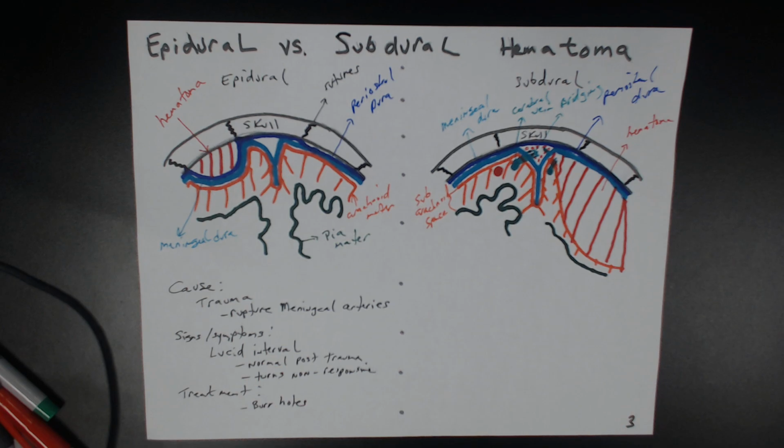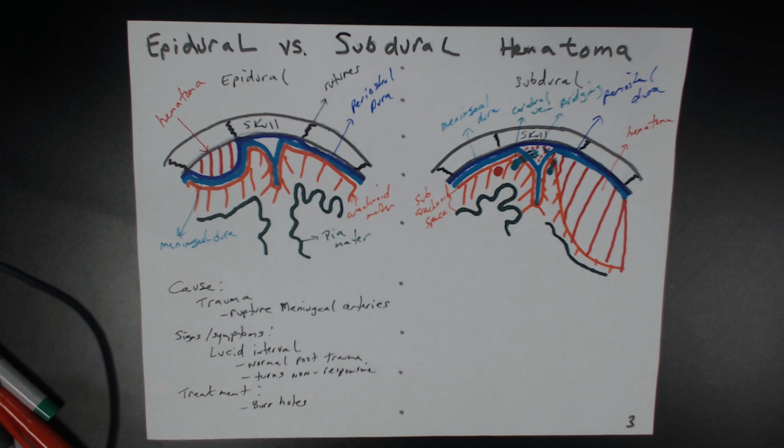No, it does not. Nope. Yeah, the trabeculae are intact, but all that blood is squishing the brain pretty heavily. Just kind of comparing and contrasting the epidural versus the subdural.